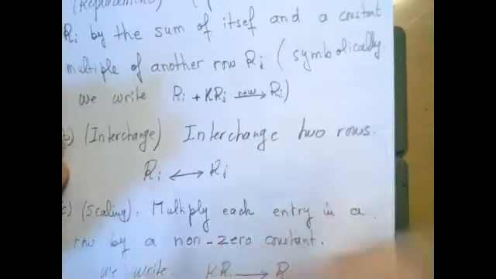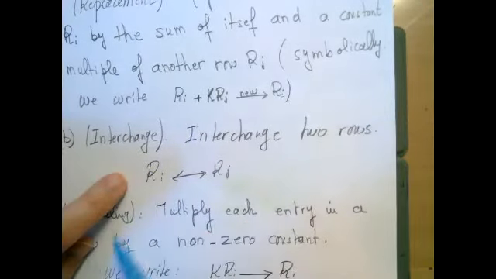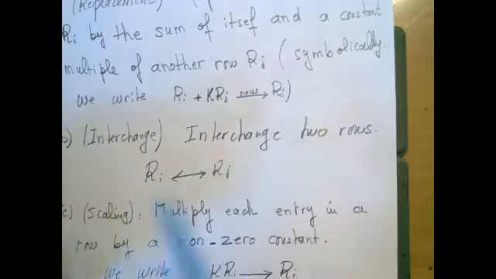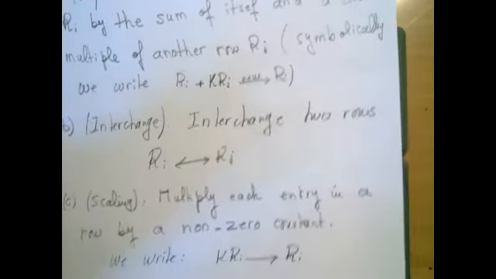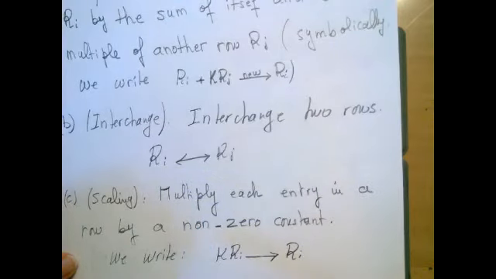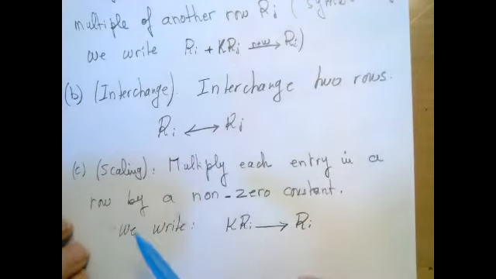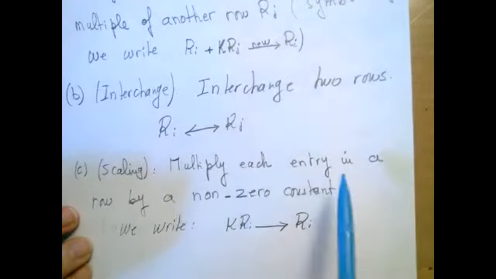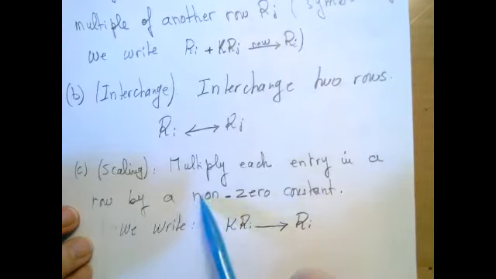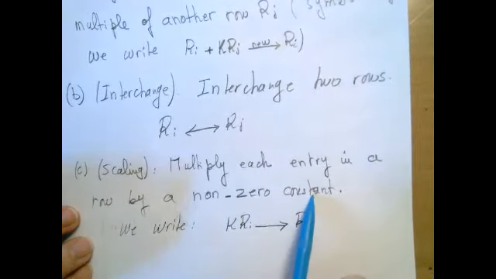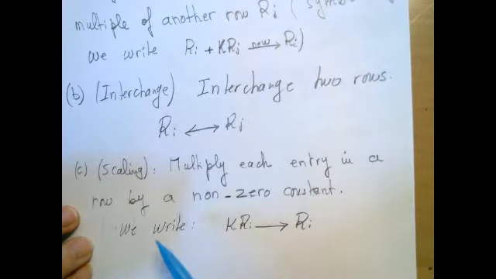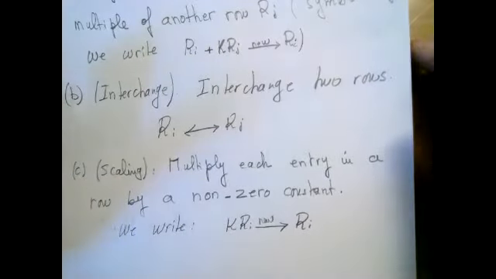Another operation that we will do is the interchange. Interchange means just flip two rows. That's what interchange is, so Ri and Rj. A third operation that we can perform, also called an elementary row operation, is the following. Multiply each entry in a row by a non-zero constant. And if I multiply the row Ri by k, we write it kRi becomes the new Ri. So these are called elementary row operations.